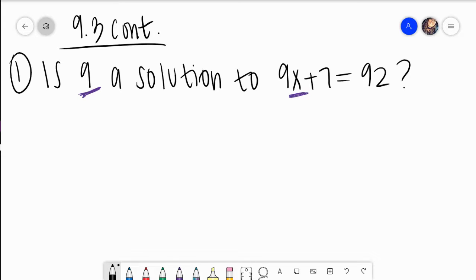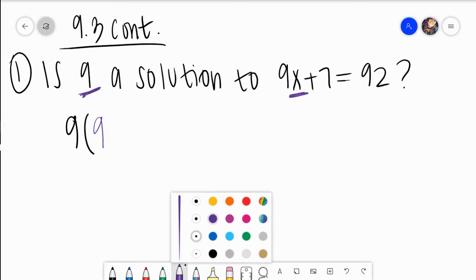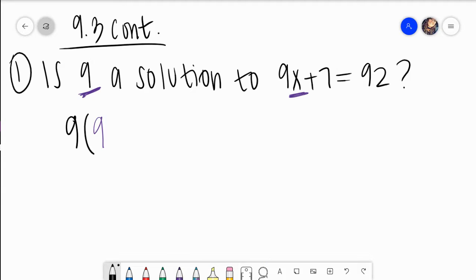So we would have 9. And then because that x is multiplying this 9, you need to put it in parentheses. You wouldn't just write 99. It doesn't just replace x and now you have the number 99. That's implying multiplication. So it's 9 times 9 plus 7 equal 92. I think it's good practice to put a question mark there. We don't know if that's true. That's what we're trying to see, if that's true.